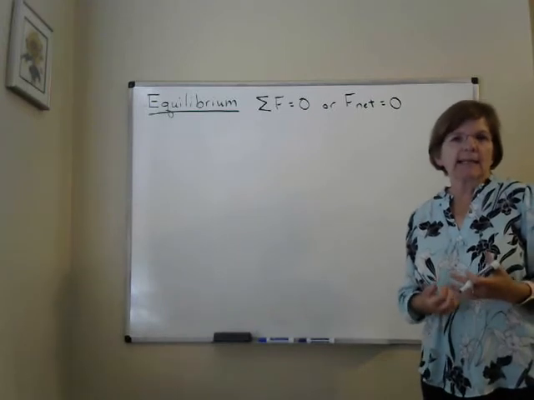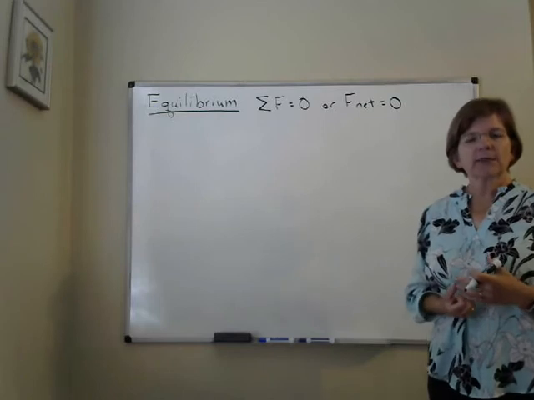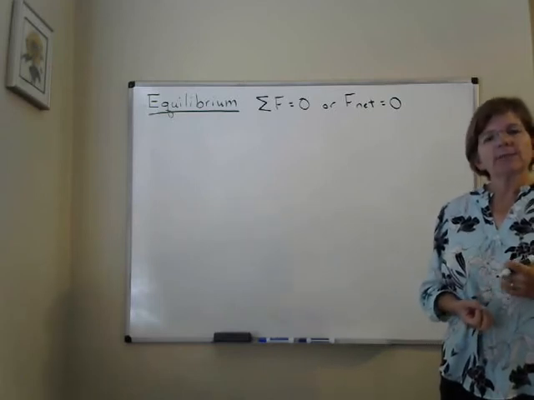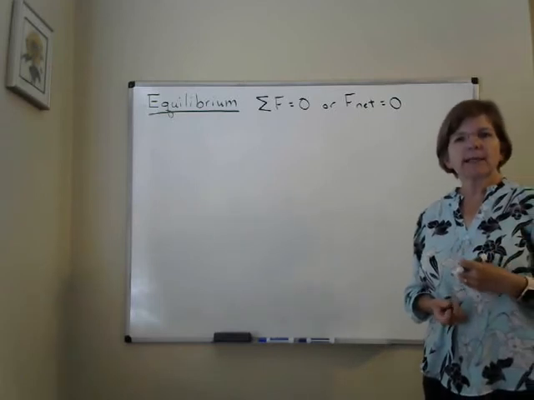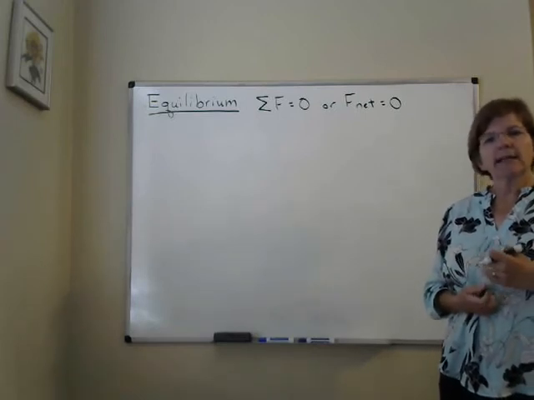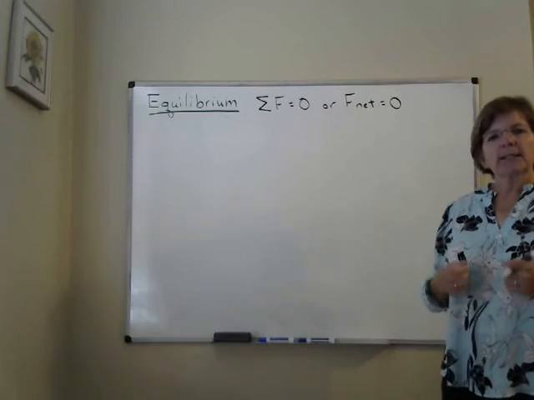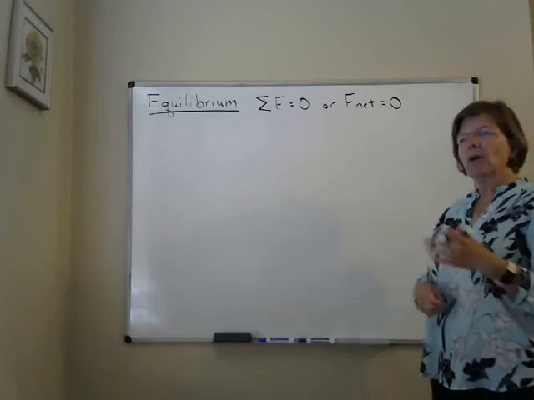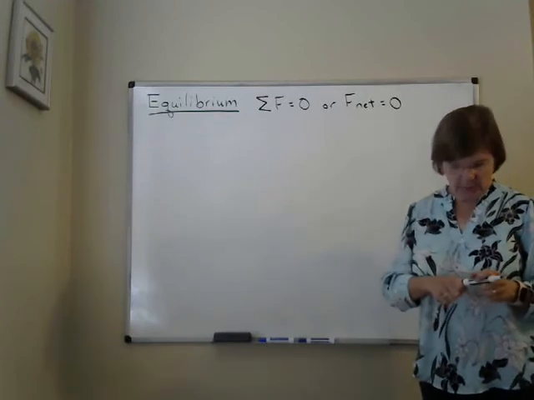This is true whether or not that object is at rest. That's called static equilibrium, when something's at rest. Or whether this object is moving at a constant speed in a straight line. If it's moving and it's in equilibrium, we call that dynamic equilibrium. But when something's in equilibrium, we know that all the forces add up to equal 0.